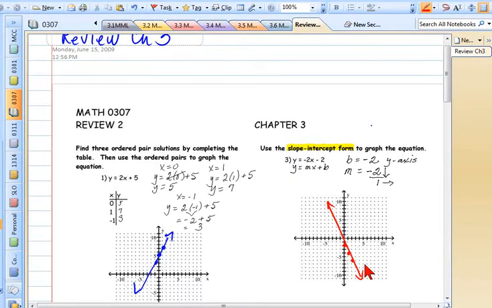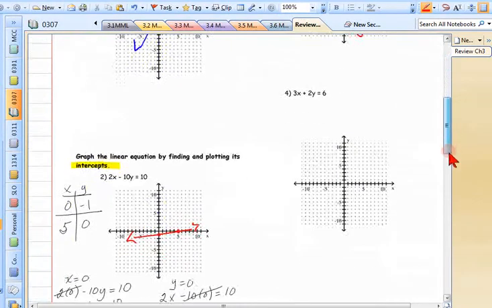It is a falling line. The slope was negative. There it is. The slope is negative, so that makes me feel like I'm doing it right.